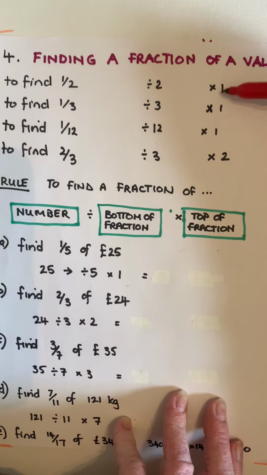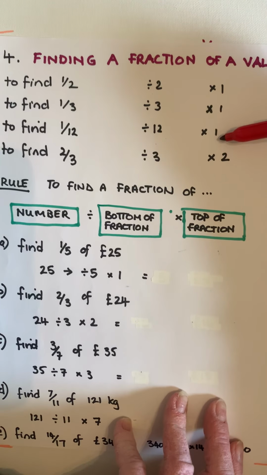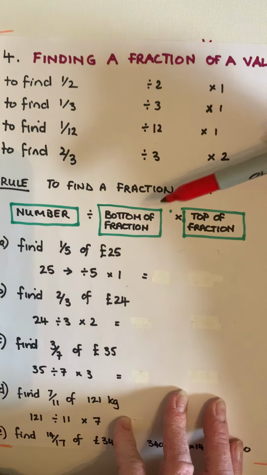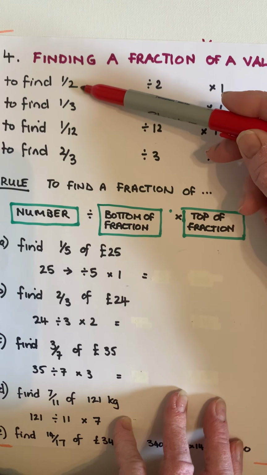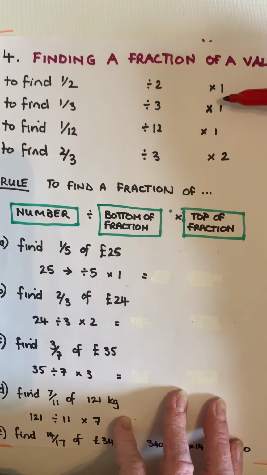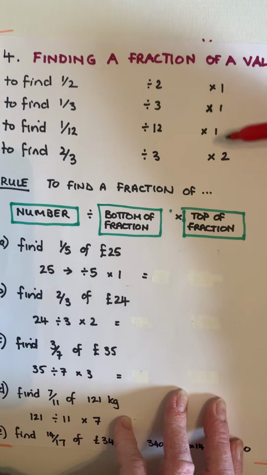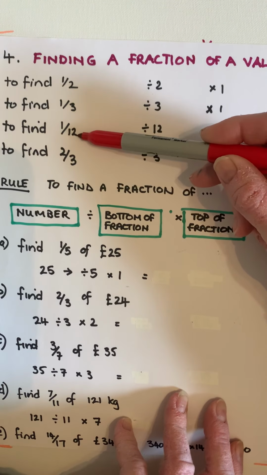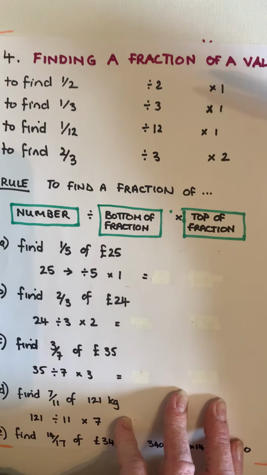I've put these values in here so you can see the pattern. In other words, to find a fraction of, you take the number, you divide it by the bottom of the fraction, and then you multiply it by the top. Now, when you multiply by 1, it doesn't change it, but that's part of the rule. So divide by the bottom, multiply by the top.